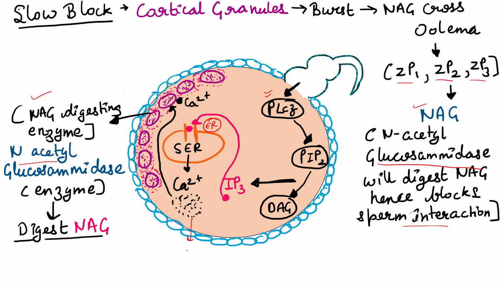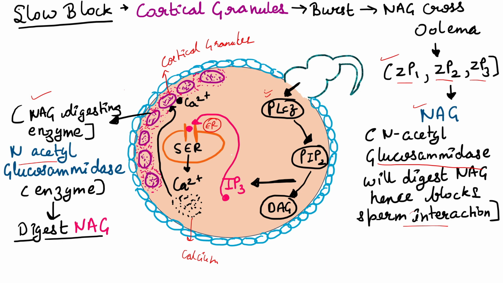Now this calcium would bind to these granules. So it will bind to the cortical granules, thus releasing the enzyme, that is NAG digesting enzyme, which is N-acetyl glucosaminidase. So this enzyme, which is protruding out of the cortical granules, will digest the NAG, which is in the ZP1 layers, right? So it would digest the NAG. This enzyme would digest the NAG, right?